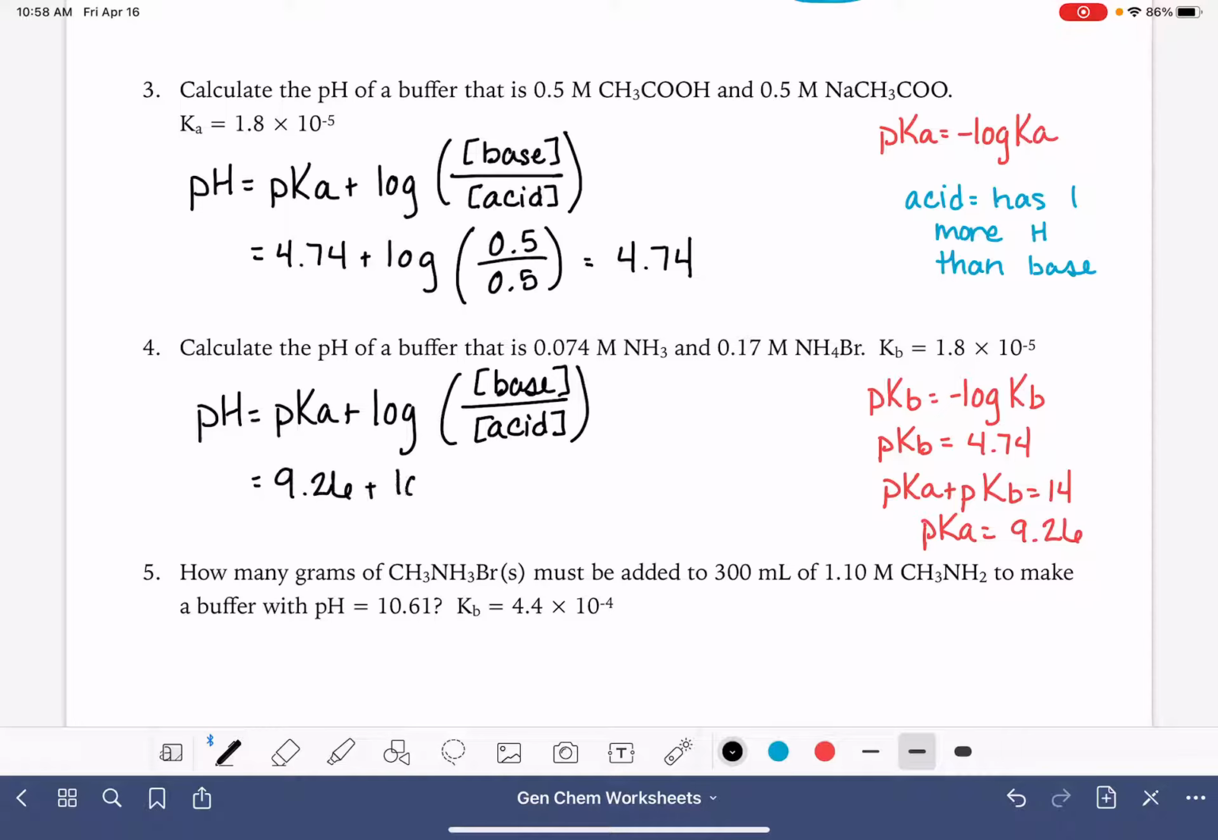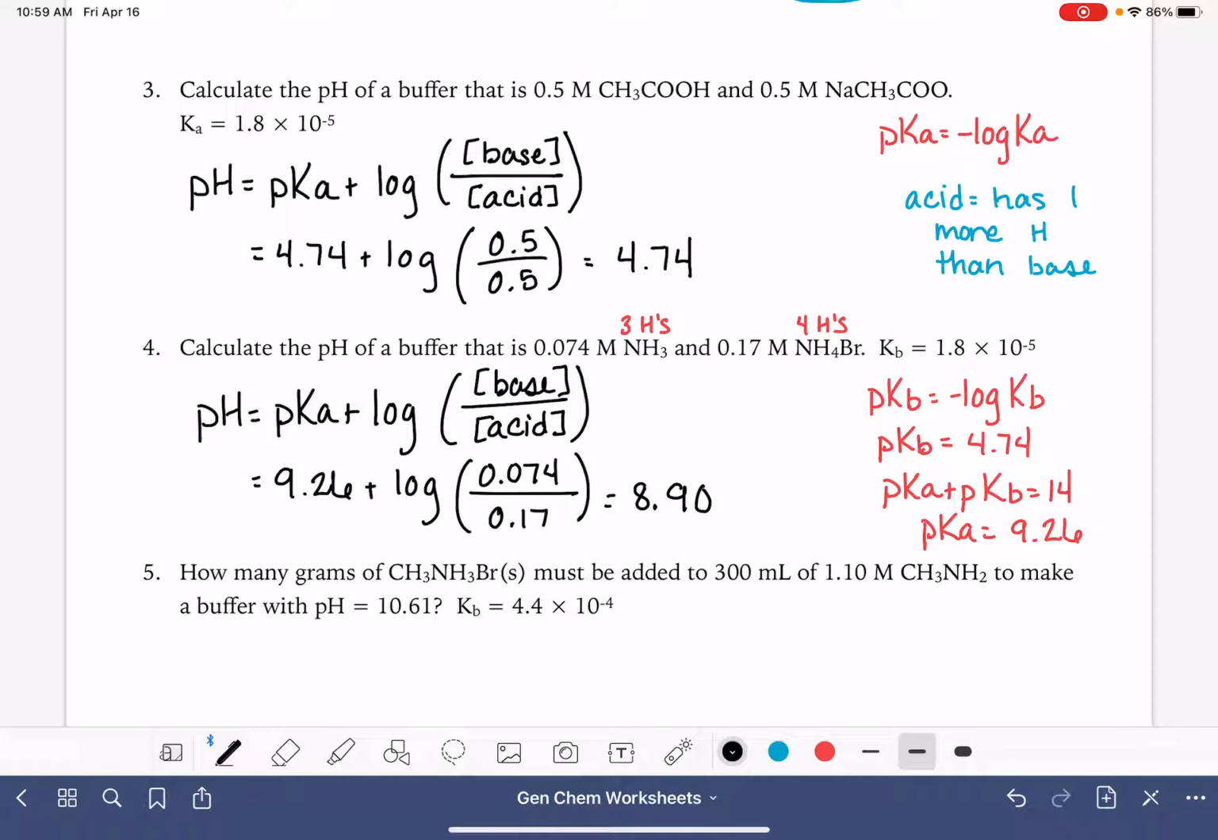9.26 plus the log of the base over the acid. So let's count up our hydrogens. We have 3 hydrogens in this molecule. We have 4 hydrogens in this molecule. Remember that the acid is the one that's going to have the more hydrogens. So this is our base, 0.074, and our acid is 0.17. 0.074 divided by 0.17, take the log of that and add it to 9.26.